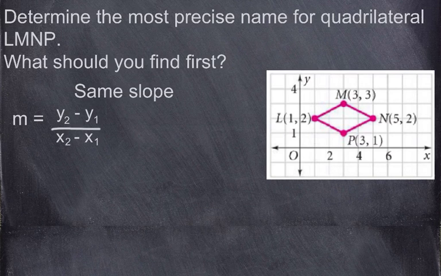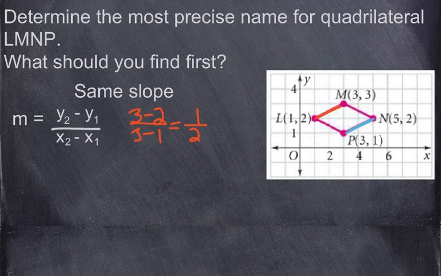So let's find the slope first of LM. We're going to find this orange slope first. So I'm going to take the y value of M, subtract the y value of L, so therefore 2, over the x value of M minus the x value of L. So that gives us 1 over 2. Now what we want to see is the other side, NP. We'll do blue. If they end up with the same exact slope, then we for sure know that those opposite sides are going to be parallel, and then we'll check the other two.